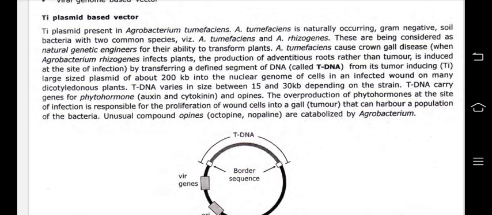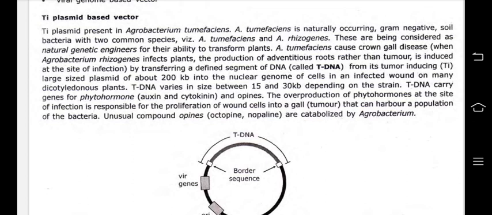induced at the site of infection by transferring a defined segment of DNA called T-DNA from its tumor inducing Ti plasmid, a large plasmid of about 200 kb, into the nuclear genome of cells in an infected wound on many dicotyledonous plants. T-DNA varies in size between 15 and 30 kb depending on the strain. T-DNA carries genes for phytohormones, auxin and cytokinin, and opines.